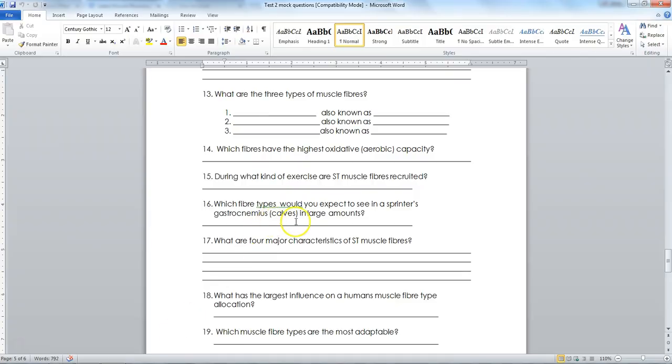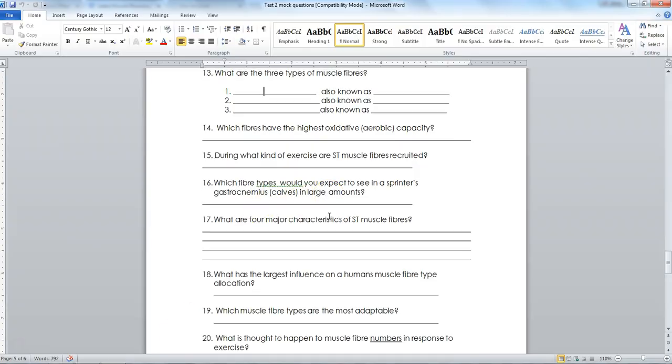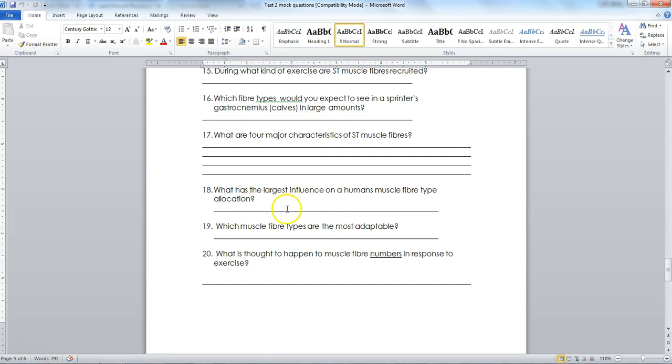Let's dip into our questions here and finish off a few of these. You can answer question 18. What has the largest influence on a human's muscle fiber allocation? The answer is genetics. Number 19. Which muscle fiber types are the most adaptable? That's definitely intermediate or fast twitch A. Number 20. What is thought to happen to muscle fiber numbers in response to exercise? The answer is nothing. Nothing happens to the number.